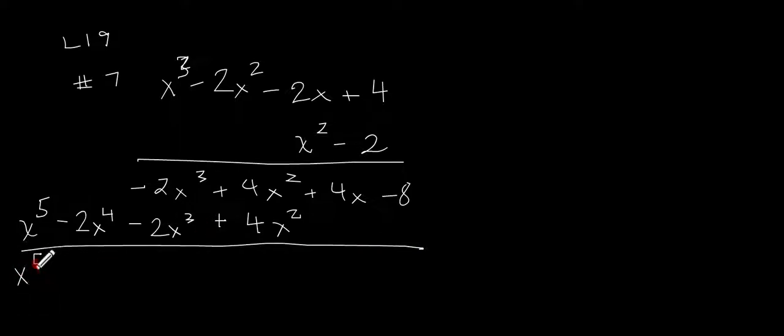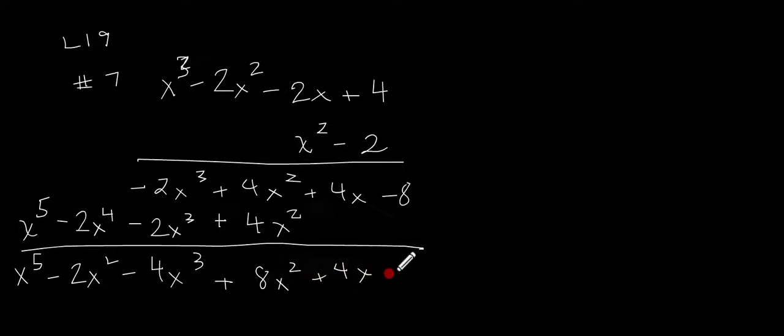So you get x to the 5th minus 2x to the 4th minus 4x to the 3rd plus 8x squared plus 4x minus 8.